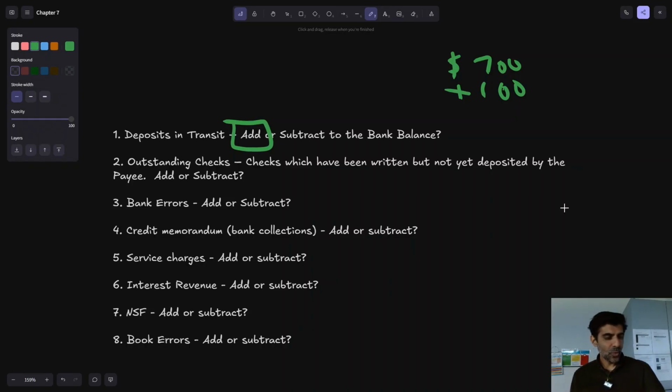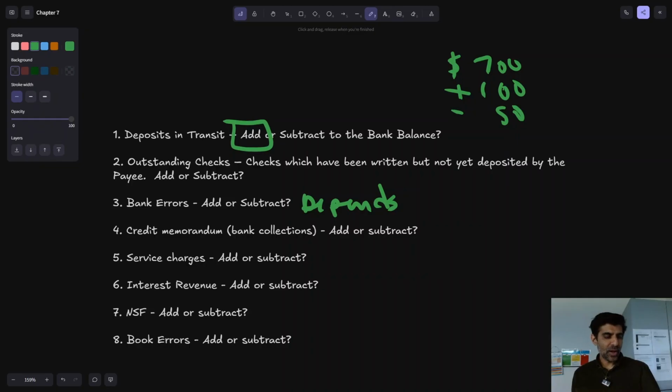What about outstanding checks? Do we add or subtract to our bank balance for the checks that we know are outstanding? Subtract, yes, because when they are deposited, it's going to reduce our cash balance. So that would be a negative adjustment. If we knew we had a $50 check outstanding, we'd have to subtract. What about bank error? We kind of mentioned this, right? Is it add or subtract? Both, or it could be either. It depends on the error.